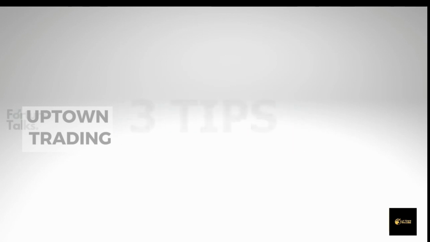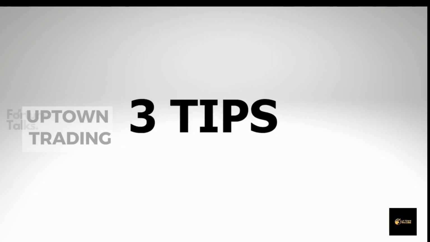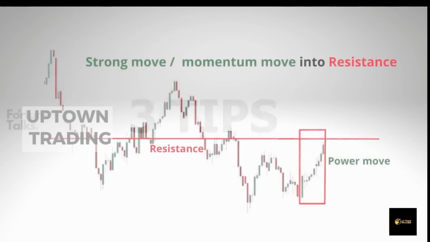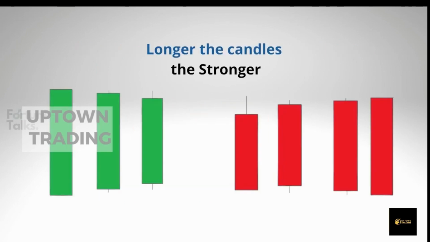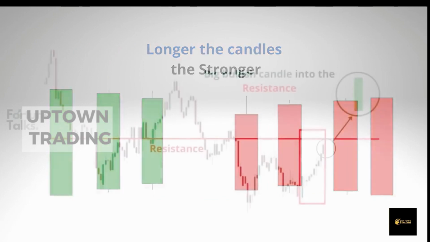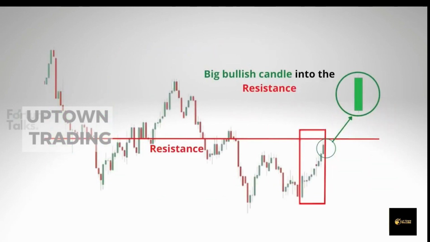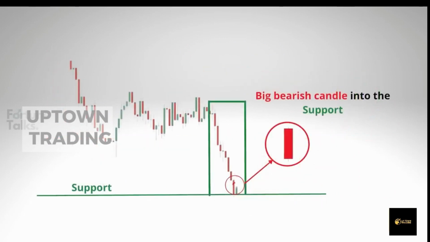In order to trade reversals, I want to share with you a few tips to bear in mind. The first and foremost thing is that you want to see a power move or a momentum move or a strong move into the market structure. What this means is that if you have drawn an area of support or resistance, you want to see a strong move into the level. By strong move, I mean big or large bodied candles, which means that for an area of resistance, you want to see a strong bullish candle coming into the area of resistance. And in case of a support level, you want to see a strong bearish candle coming into the support. This is what I mean by a power move or a momentum move.